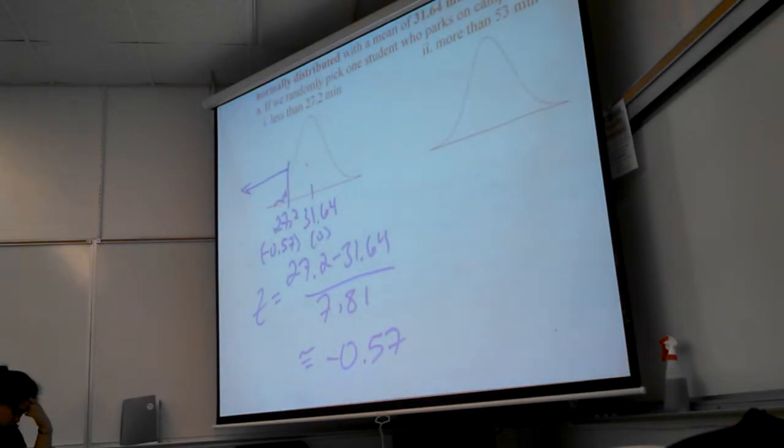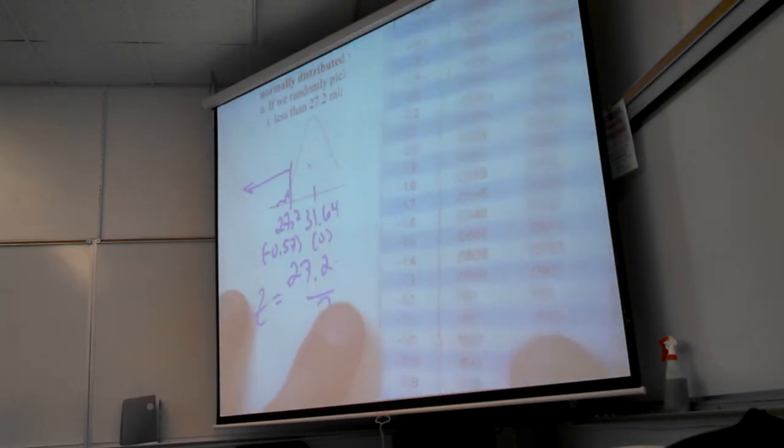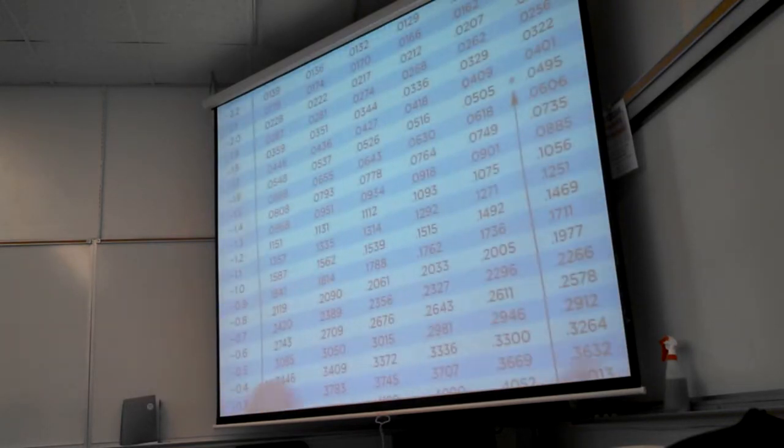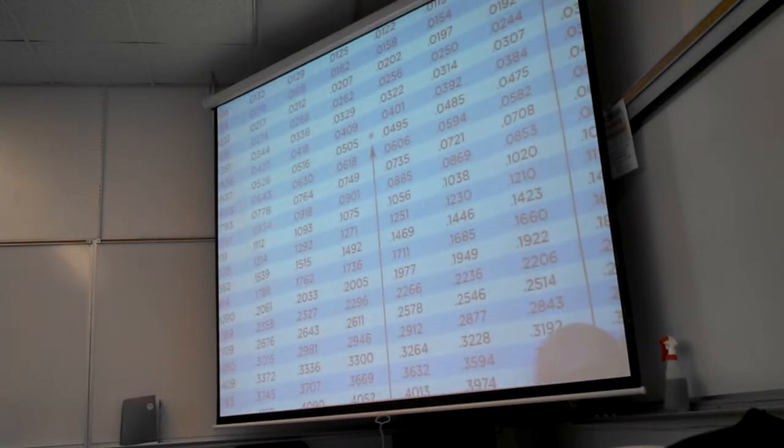Alright, so here's the first one. Walking around, most of you guys are getting there. You gotta be real careful though. Sometimes people will stop when they get the Z-score, because Z-scores look like areas. You're like, oh, 57%, I'm done. But that's a Z-score. You don't have the probability yet. So if you look up negative 0.57, like many of you did, you'll get 0.2843, right?